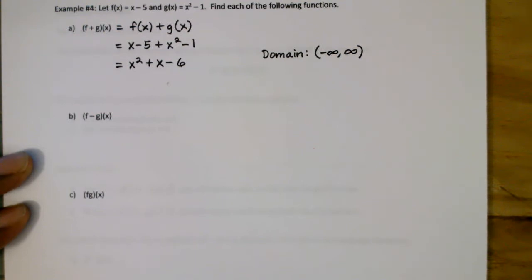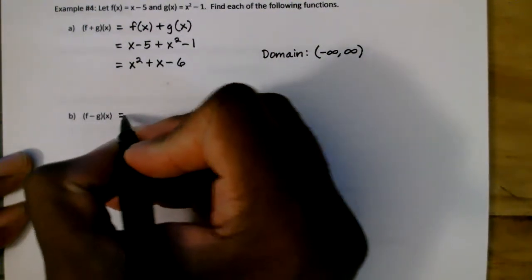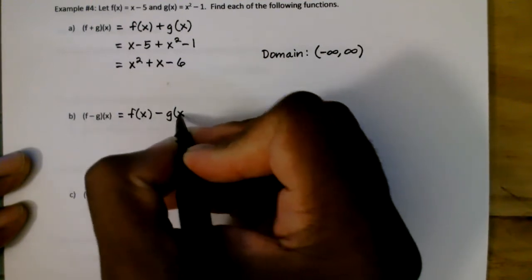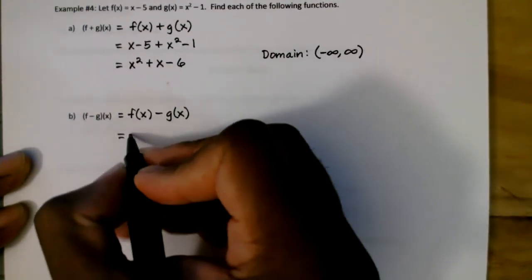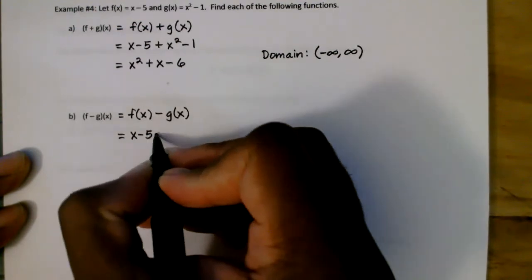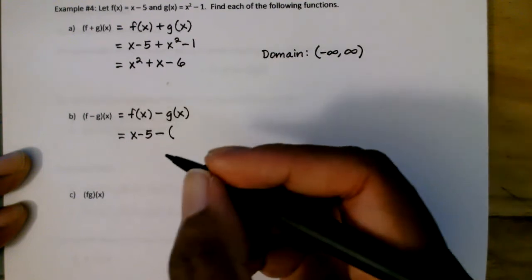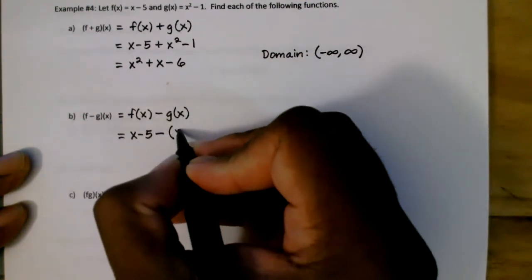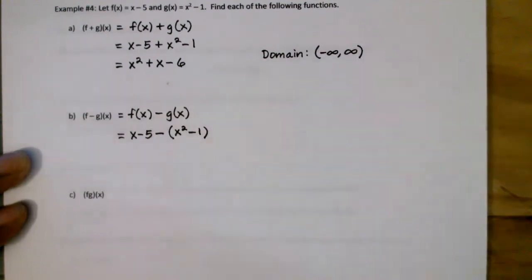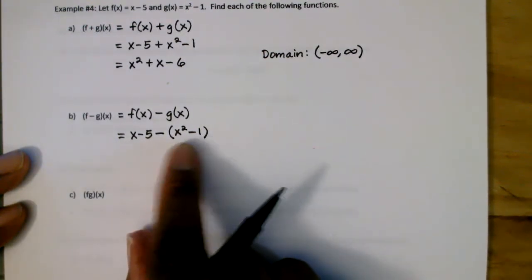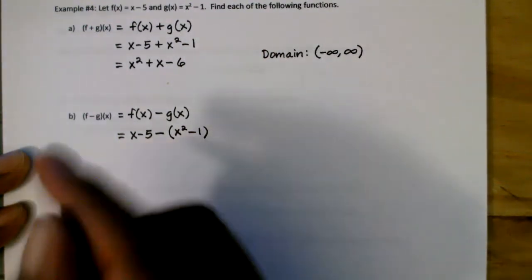I put B, f minus g of x. It was subtracting f and g, so it'd be f of x minus g of x. Now the f of x is, of course, x minus 5, and then minus. Now for the g of x, I'm subtracting the entire g of x function from f of x, so I need parentheses around the x squared minus 1.